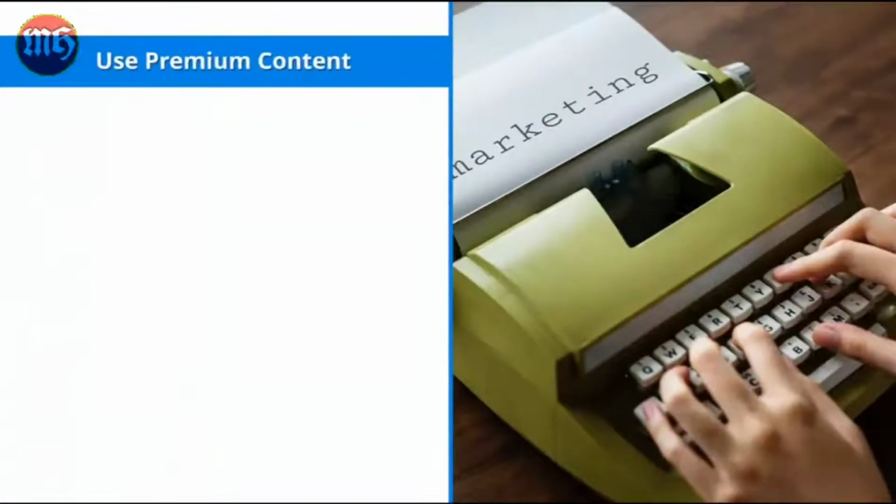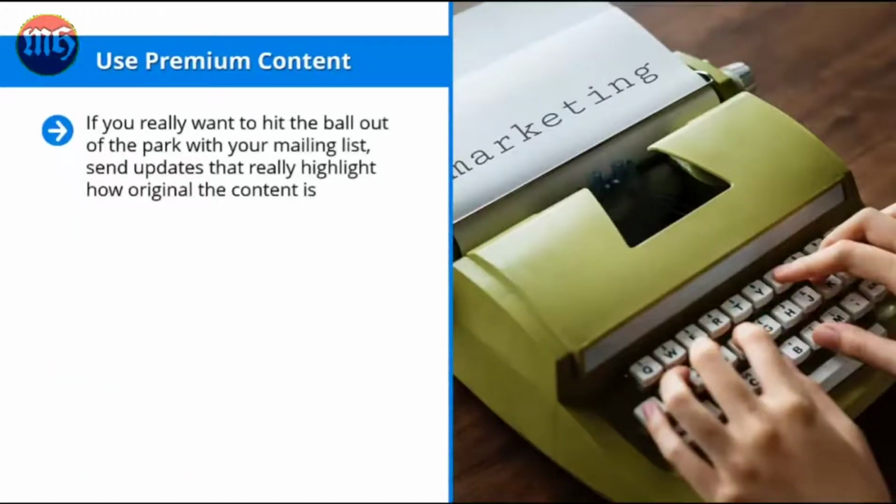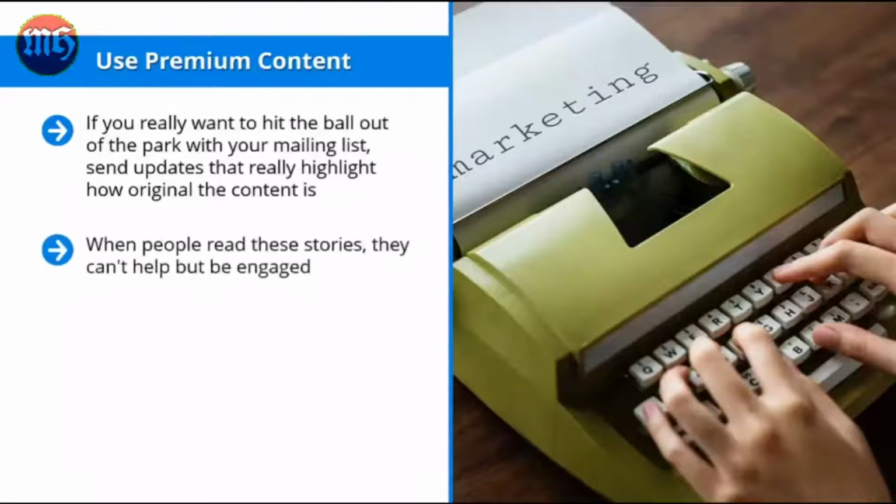Use premium content. If you really want to hit the ball out of the park with your mailing list, send updates that really highlight how original the content is. Well, how do you do this? Use social proof for case studies. These are testimonials of people that have taken your advice or who have experienced certain things that you talk about. When people read these stories, they can't help but be engaged.